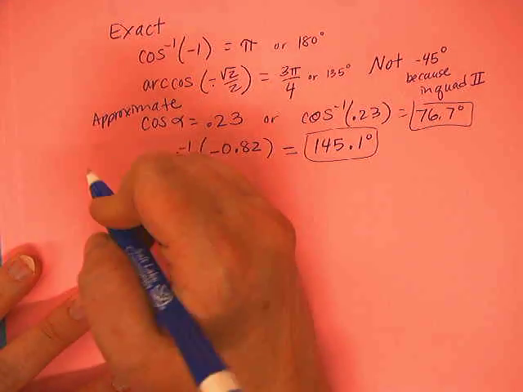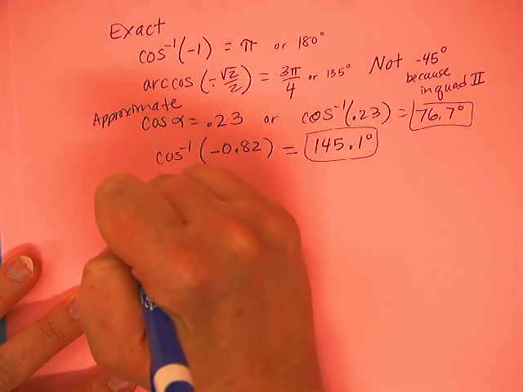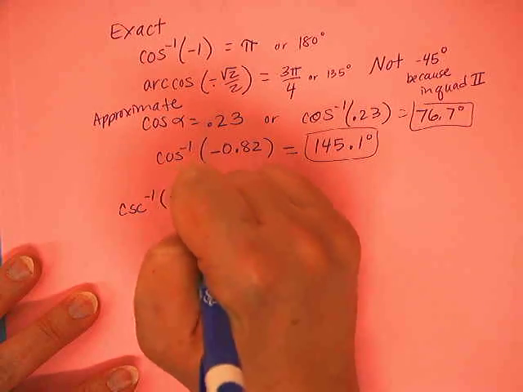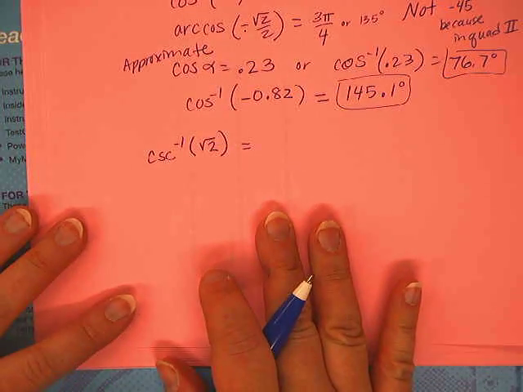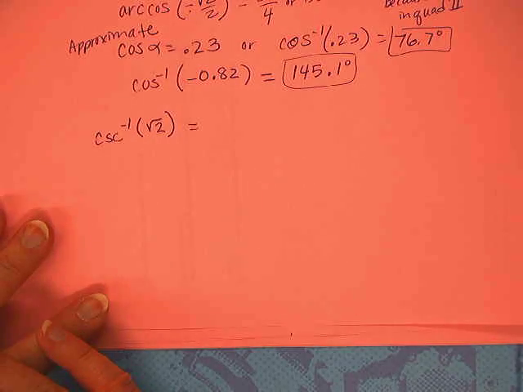So let's do the inverse cosecant of square root of 2. Now, just a quick reminder before we start this. Tell me about reciprocals and inverses. Are they the same thing?